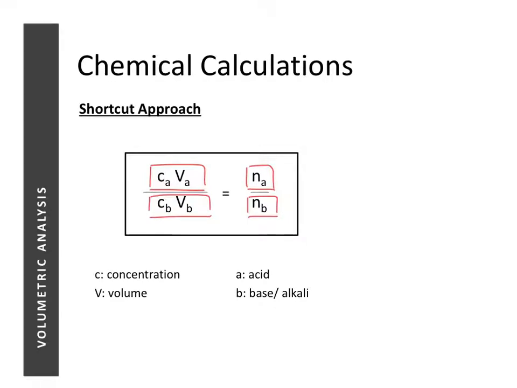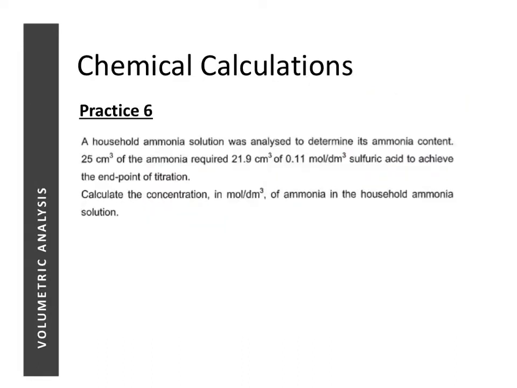Okay, how do we get this equation? Number of moles of acid is equal to concentration of acid times volume of acid. Number of moles of base is concentration of base times volume of base. So when we take equation 1 divided by equation 2, you will get this general equation here. Let's see how we can apply this in the earlier question. In the earlier question, we were looking at ammonia reacting with sulfuric acid to give you ammonium sulfate.